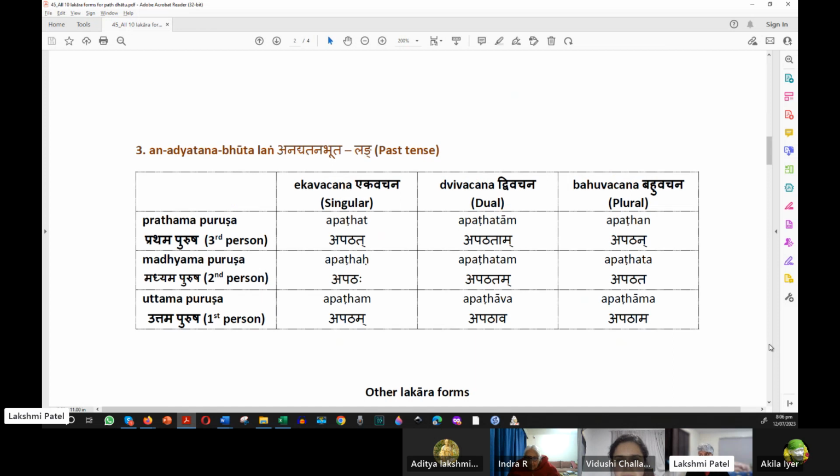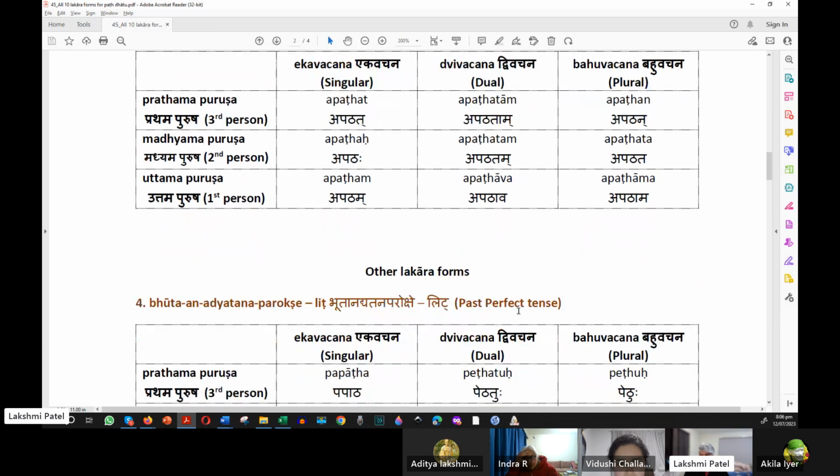Apathat, apathatam, apathan. Apathatah, apathatam, apathatha. Apatham, apathava, apathama. Okay. Then come all the other lakar forms.